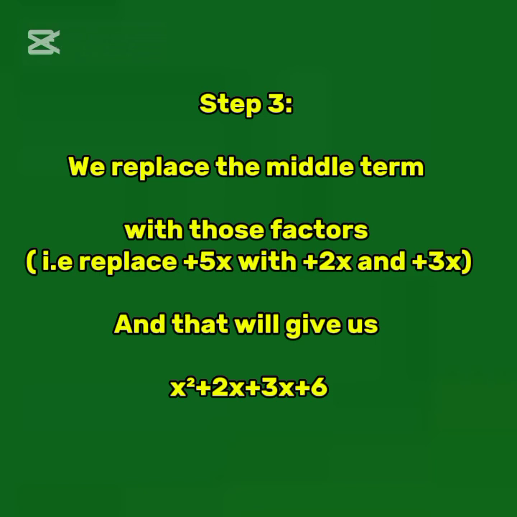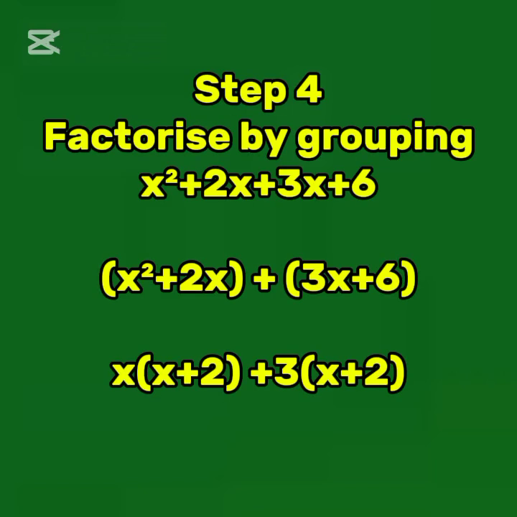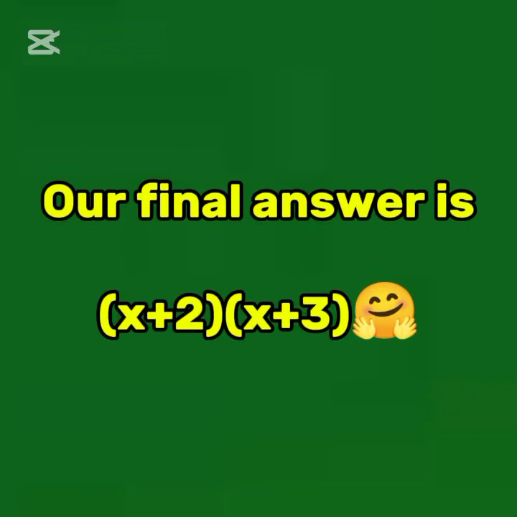Now we replace plus 5x with 2x and 3x, and that will give us x squared plus 2x plus 3x plus 6. Now step 4, we factorize by grouping. We'll put each of them in separate groups, just like we did in the previous class. If you look at the first bracket, x is common, right? So x divides x squared, we have x, and x divides 2x, we have 2. Then 3 divides 3x, we have x remaining, and 3 divides 6, we have 2. So x plus 2 is common. Our final answer is x plus 2 in brackets, x plus 3, which is what we used to divide.